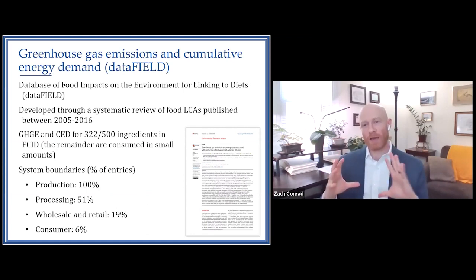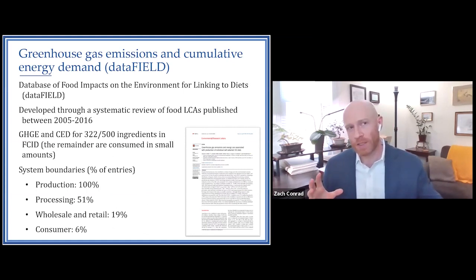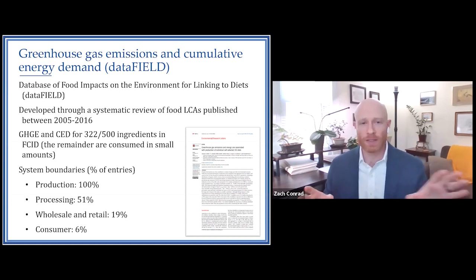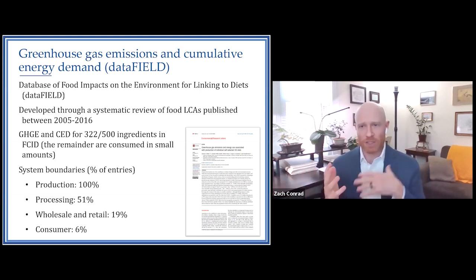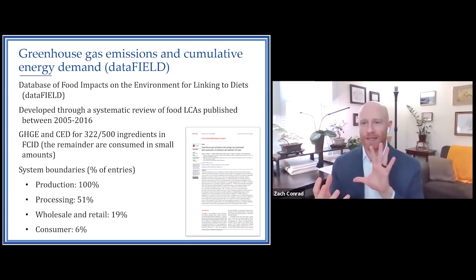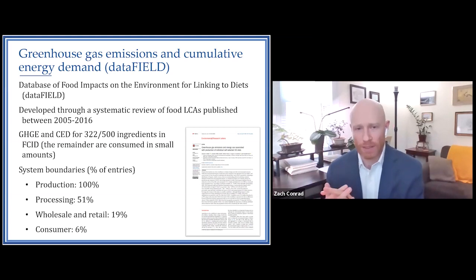So now that we have information on the consumption of individual ingredients, now we can link this up to data field, which is the database of food impacts on the environment for linking to diets. And this was done through a series of systematic reviews that estimated the amount of greenhouse gas emissions and cumulative energy that is associated with each of these ingredients.